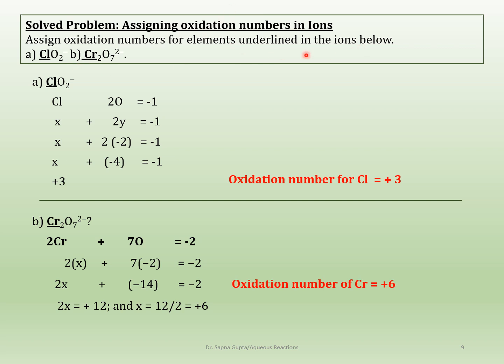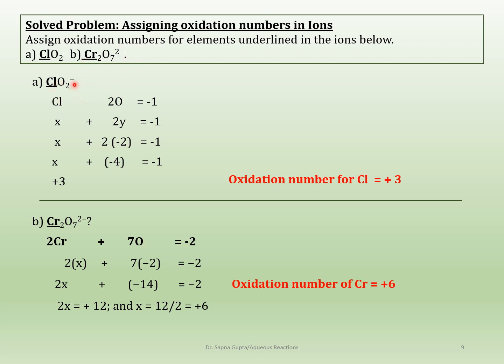Okay, so here we're going to be dealing with ions now. So assign the oxidation numbers for the elements underlined in the ions below. So now we're not working for oxygen. I mean, we already know what the oxidation number for oxygen is. So we are finding for chlorine and then chromium in dichromate here.